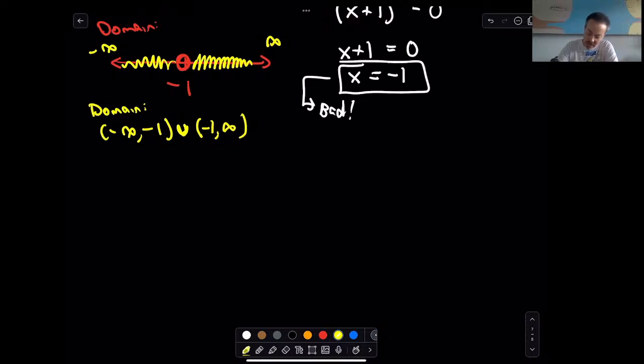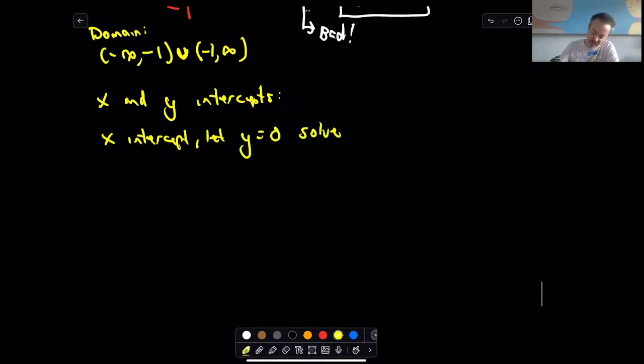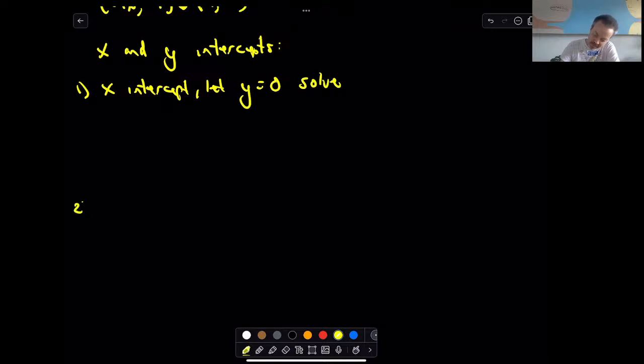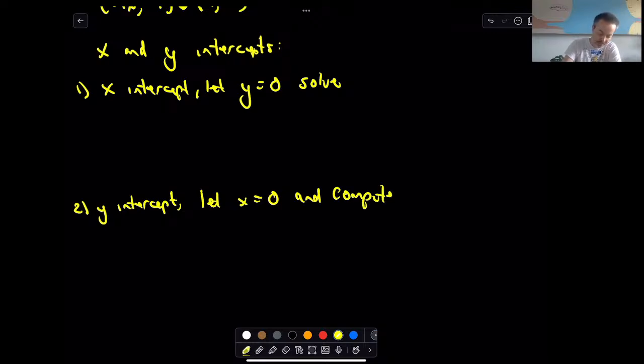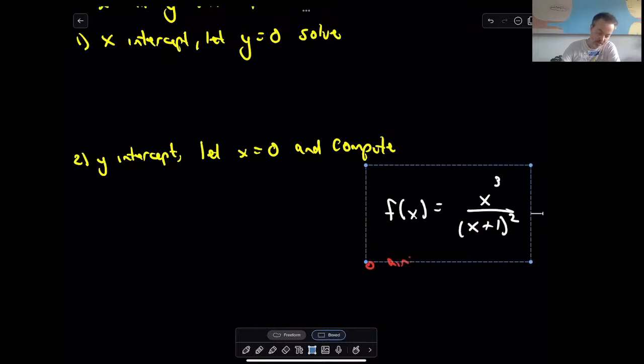Intercepts. So let's do x and y intercepts. To find the x-intercept, we simply let y equal 0 and solve. That's going to be a little tricky. That's the harder one. And to find the y-intercept, we let x equal 0, and I'm not going to write solve, I'm going to write compute. So let me copy and paste this because we keep using this.